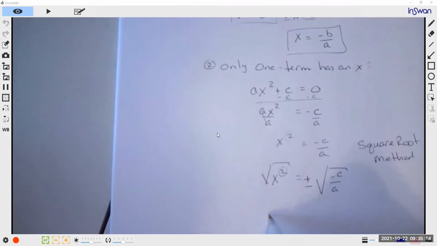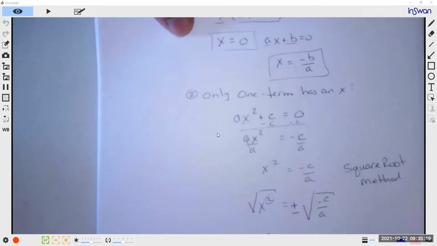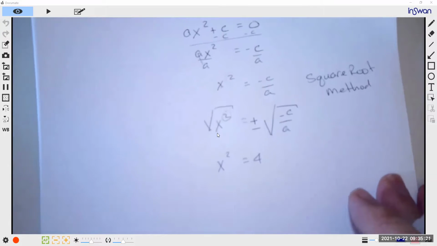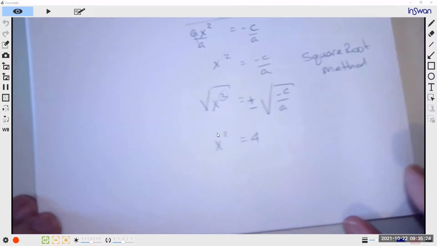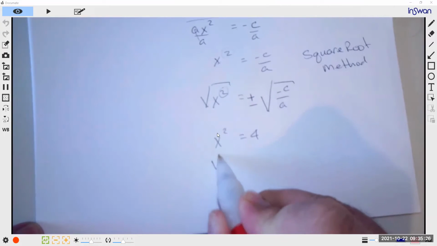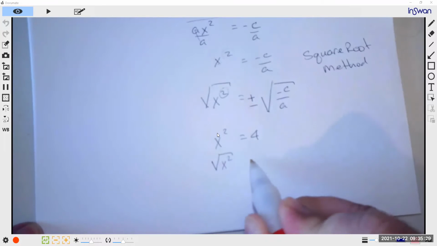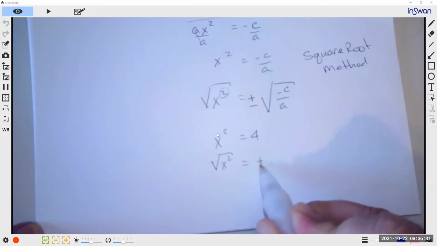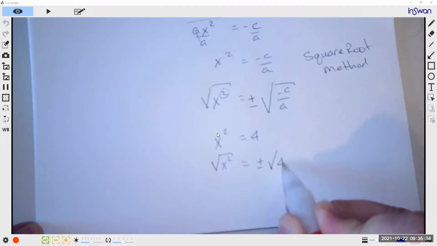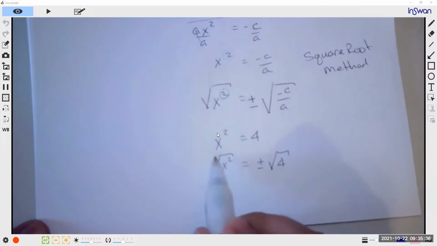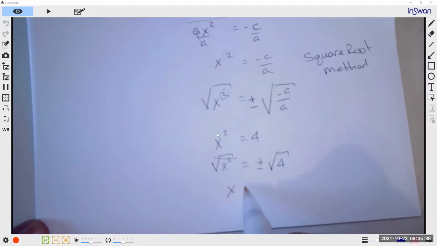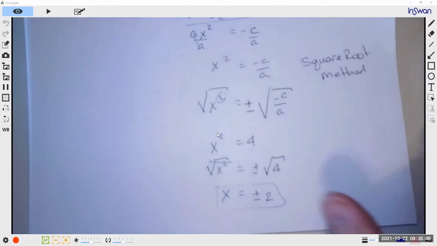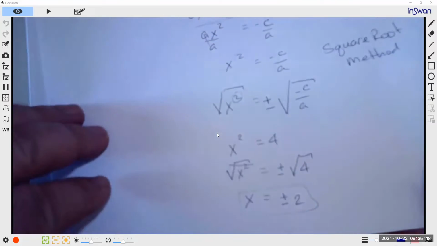So for example, if we had x squared equals 4, and if we square root both sides, the square root and the square cancel. So x equals plus or minus 2. All right.